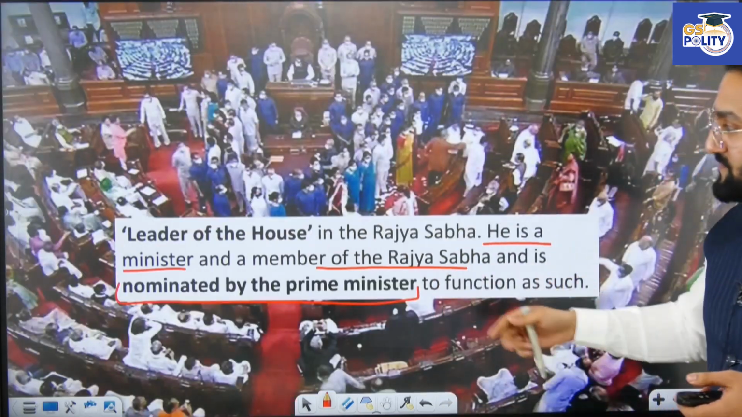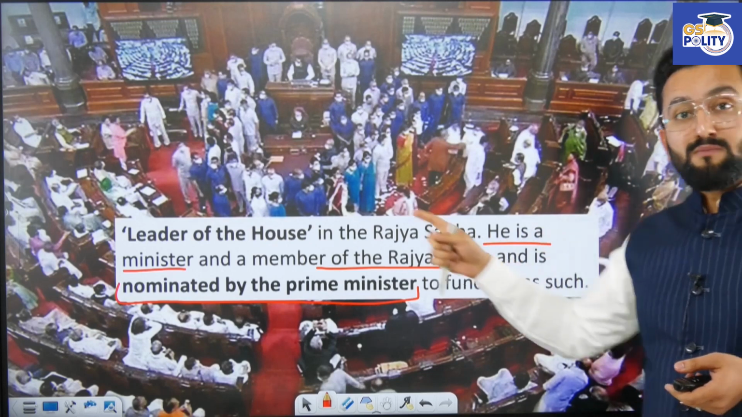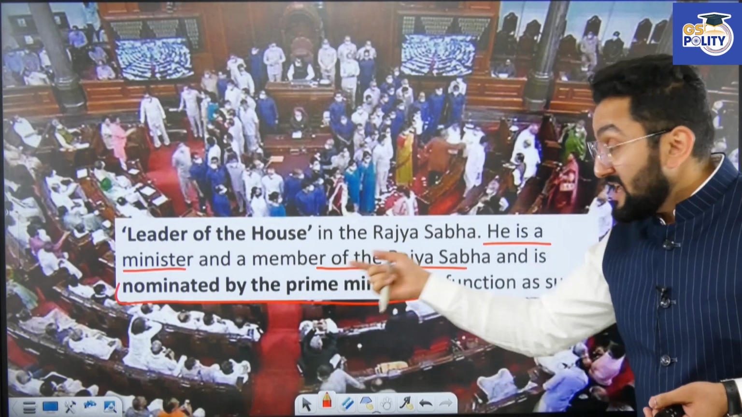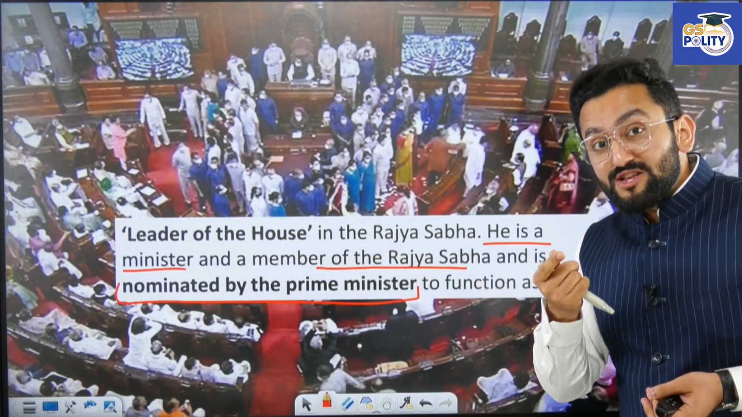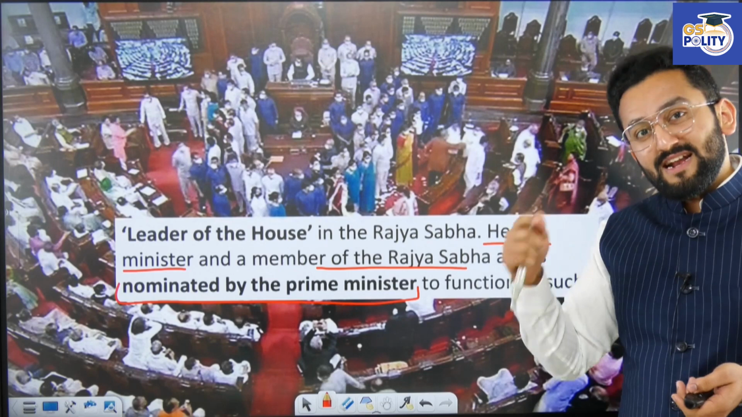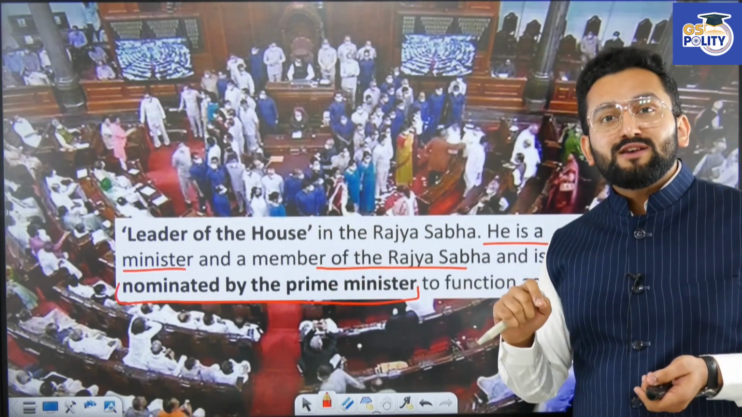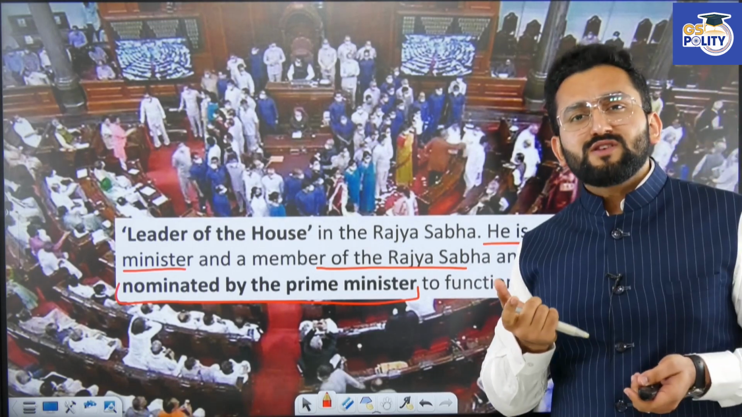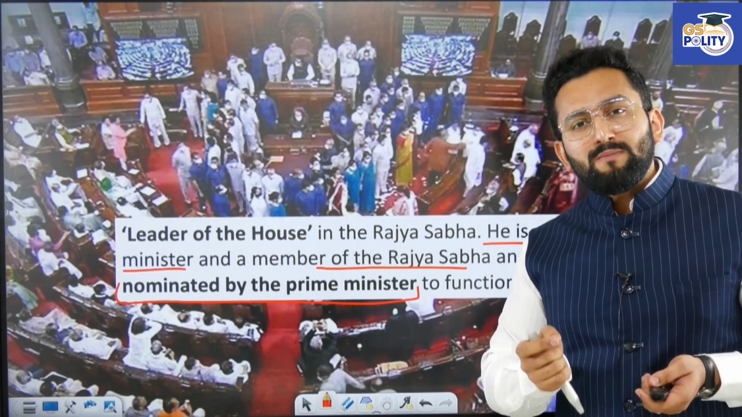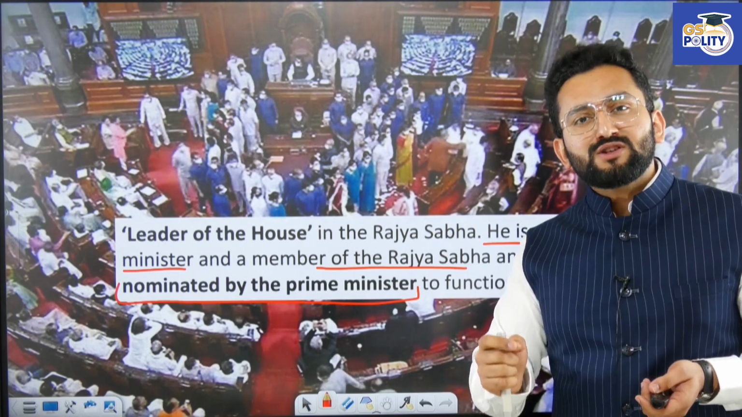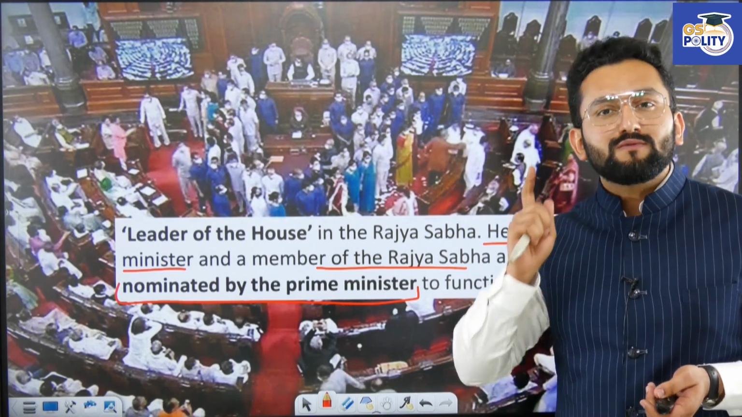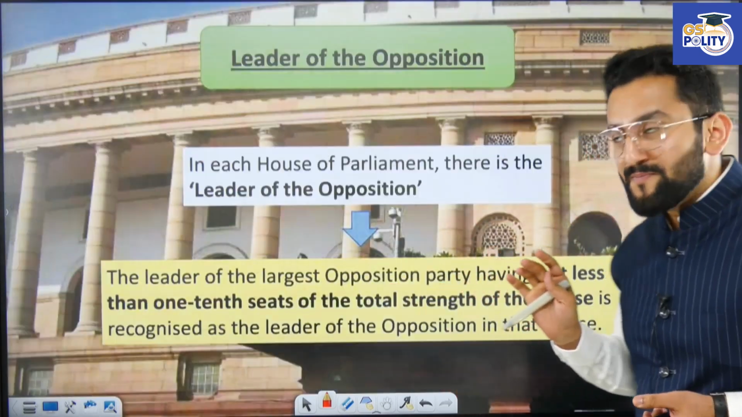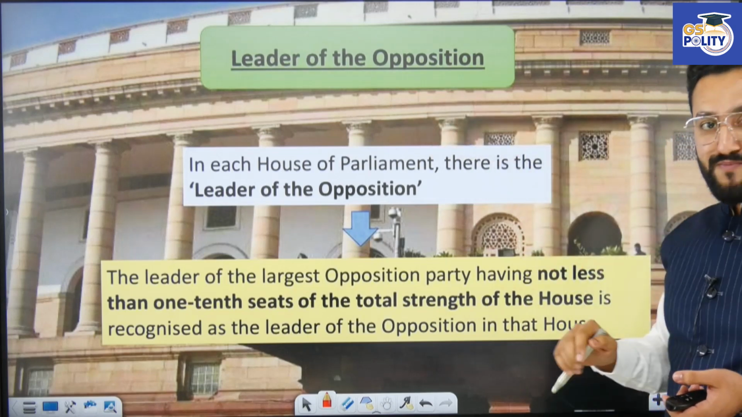Okay. Now, leader of House in Rajya Sabha, he is a minister in case Prime Minister is member of Lok Sabha. Or in that case, for example, Manmohan Singh ji, he was member of Rajya Sabha, right? In that case, he is regarded as leader of House in Rajya Sabha. Okay. So you can simply remember this trick. Wherever Prime Minister is having membership, Prime Minister is going to be considered as a leader of that house. And who is going to be leader of other house? Prime Minister is going to decide. Clear?